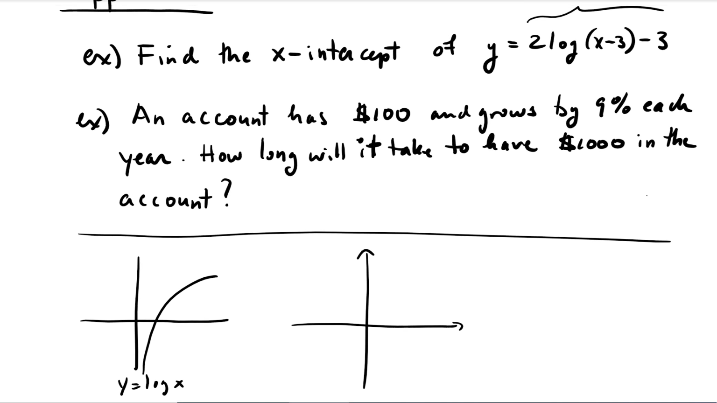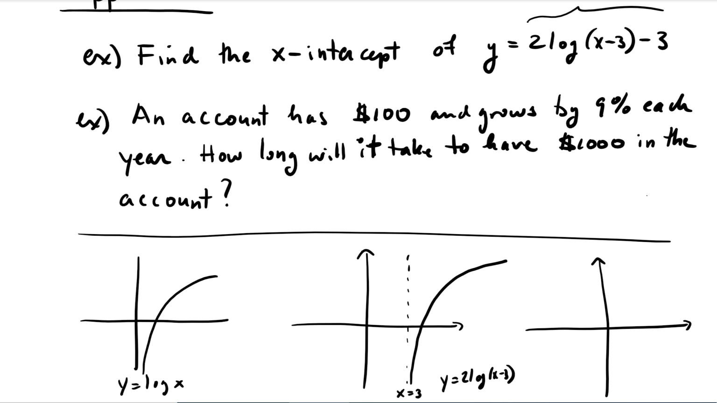So log of x minus 3 shifts everything 3 to the right. So instead of having x equals 0 as the vertical asymptote, now x equals 3 is the vertical asymptote. And the 2 is doing a vertical stretch of 2, but it doesn't really change the shape of the function, so it would look like that roughly. This is 2 log of x minus 3, and finally the minus 3 performs a shift of 3 units downwards.